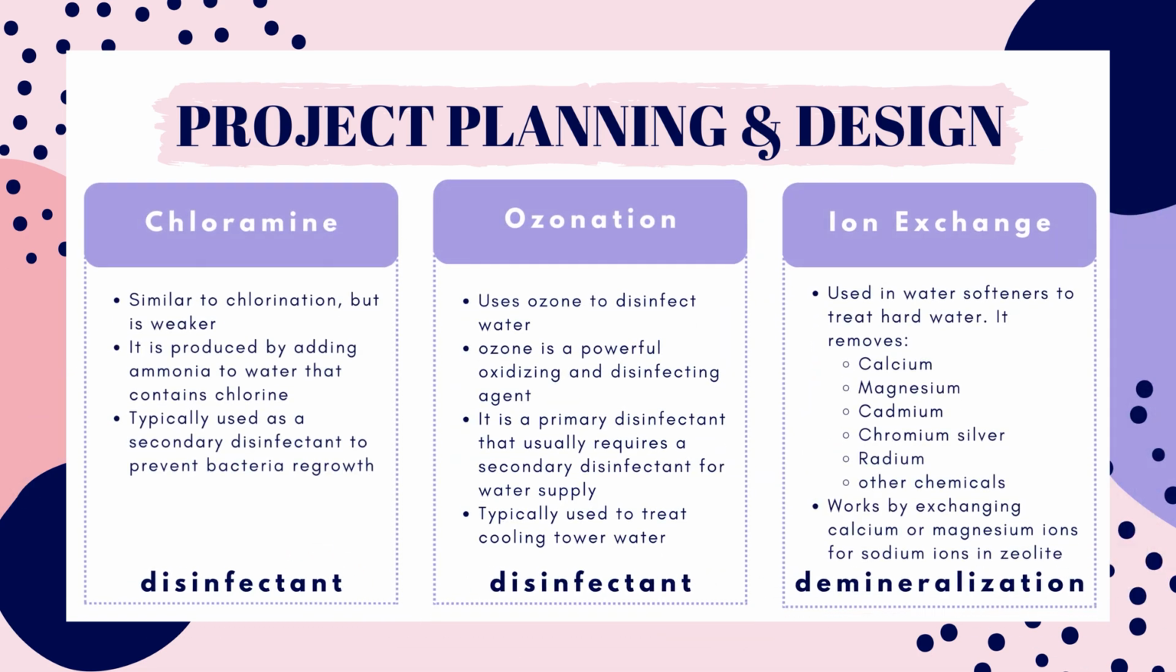Chloramine is a water disinfection method that involves the use of a compound formed by combining chlorine and ammonia. Chloramine disinfection is effective in preventing the regrowth of harmful microorganisms, and it also helps reduce the formation of disinfection byproducts, which can be an issue when using chlorine alone.